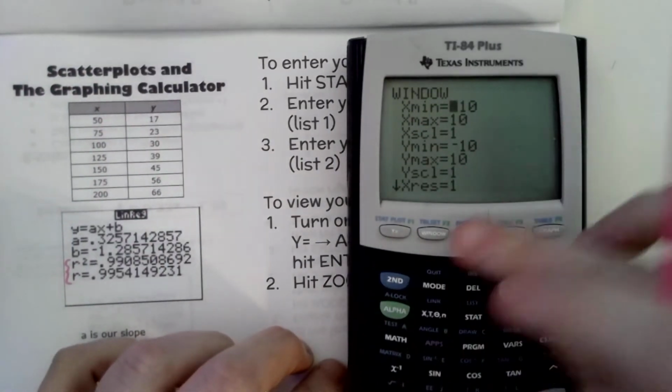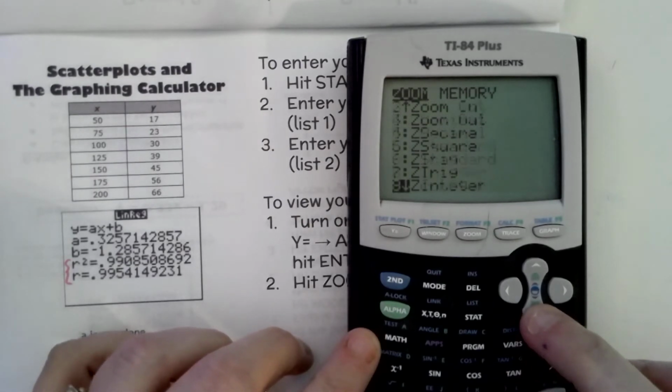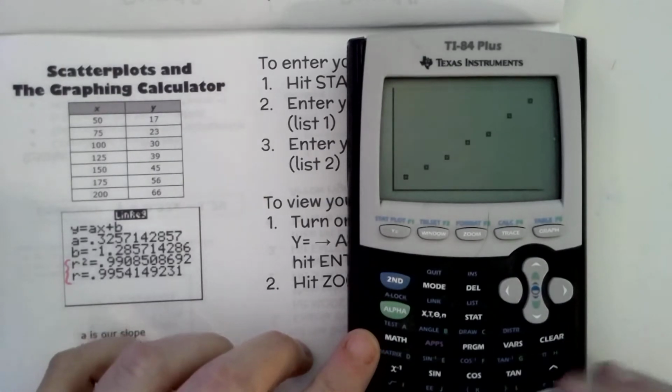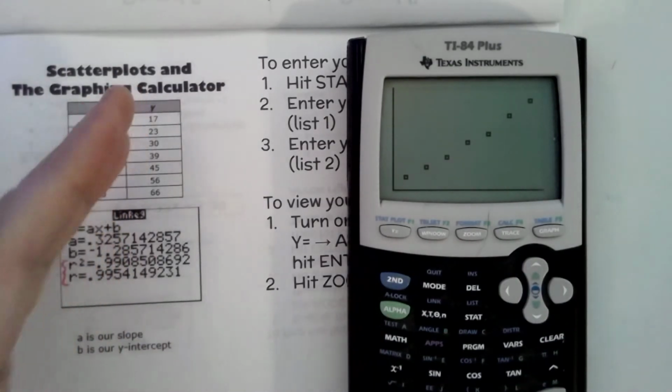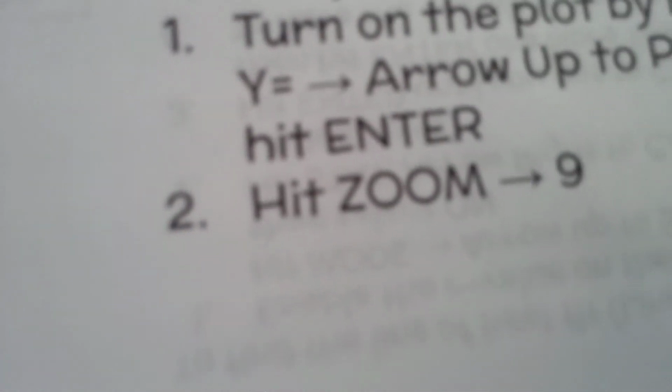So zoom is this button right here. We're going to hit zoom. Now, let me show you what zoom 9 is. Zoom 9 is zoom stat. And what zoom 9 does is, here's an example. Here is this page right here. So imagine that this is what was originally graphed. Okay, that looks terrible, but whatever.